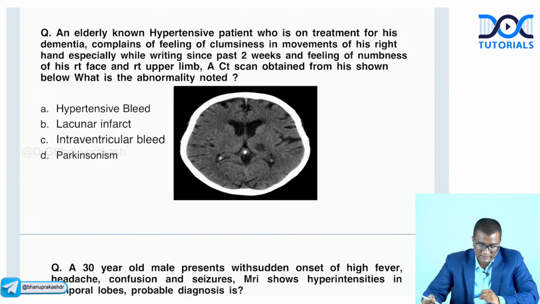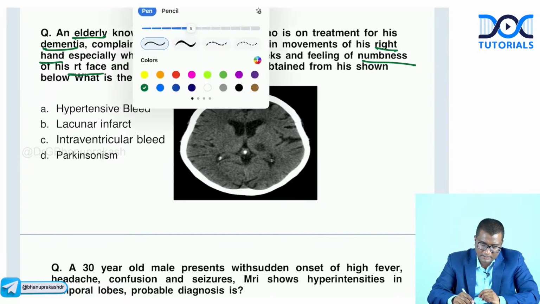Try to answer this question, guys, fast. An elderly hypertensive patient on treatment has dementia. He complains of clumsiness in movements of his right hand, especially while writing, since the past 2 weeks, and a feeling of numbness on his right face and right upper limb. So there is a problem in the right hand. A CT scan is obtained and is shown below. So there is some weakness, clumsiness and numbness that has developed, and a CT scan image is given. What is the likely diagnosis? Is it hypertensive bleed, lacunar infarct, intraventricular bleed, or Parkinsonism? Can you tell me what is this?